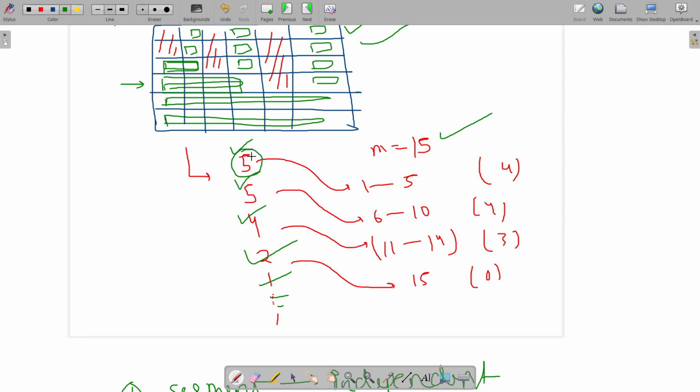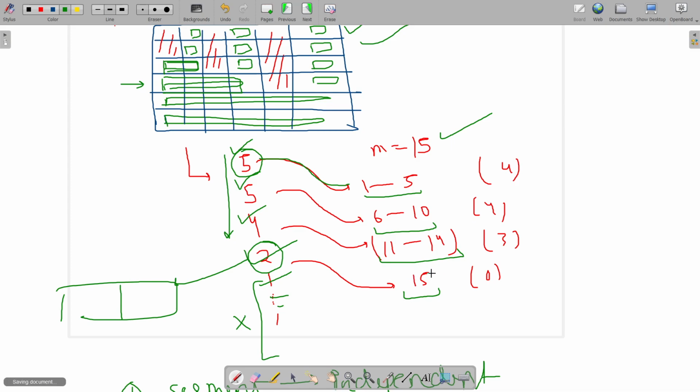The segment with length 5 will be filled with elements from 1 to 5, because these are continuous. And the next segment of length 5, since you are filling in decreasing order, will be filled with the next set of 5 elements in a continuous manner. Then the segment of length 4 will be filled with 11 to 14, and the segment of length 2 will be filled with 15 only. And then we have filled all the elements, so we don't need to fill the remaining segments. Also keep in mind that this segment of length 2, even though it has 2 places, is only being filled by 1 element, because we don't have enough m left.